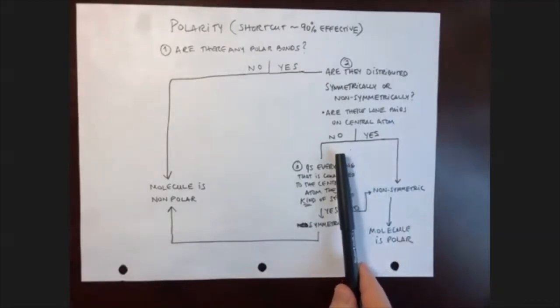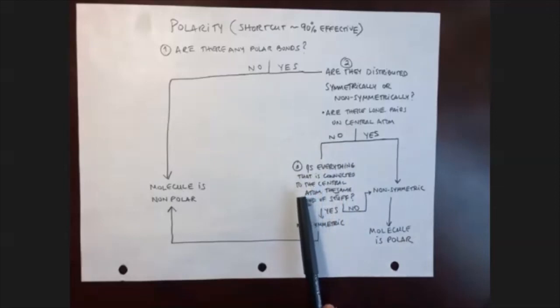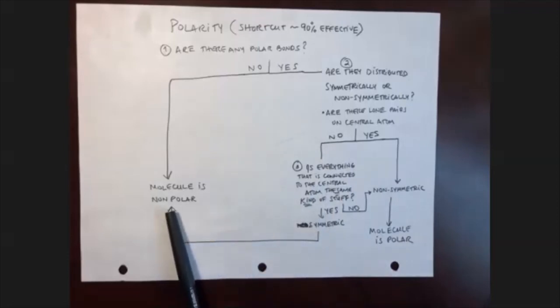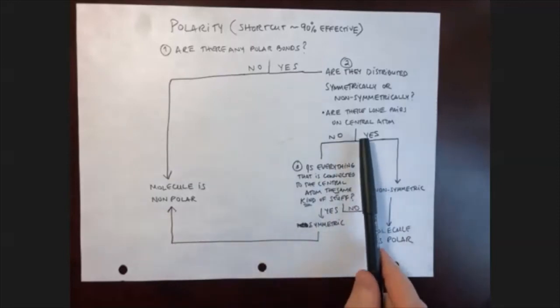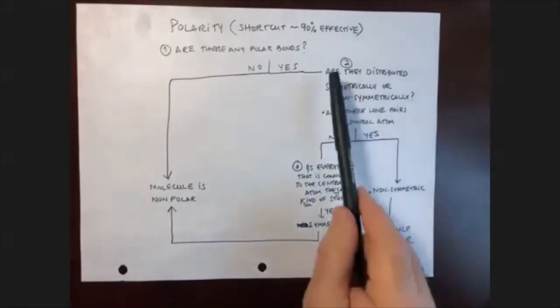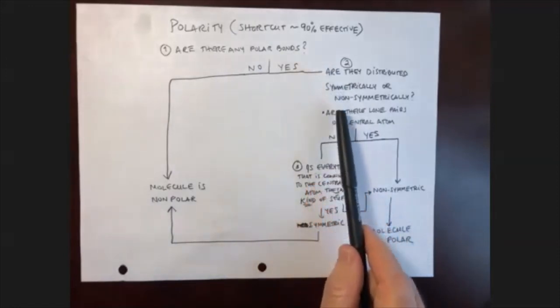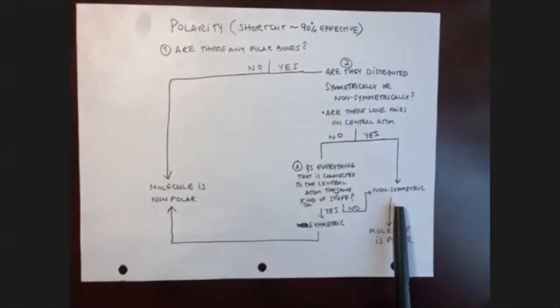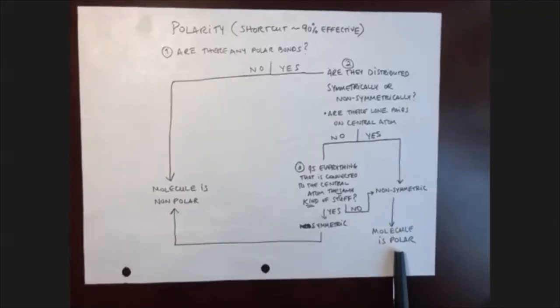Is everything that's connected to the central atom the same kind of stuff? Are they all the same kinds of atoms? If the answer is yes, and there are no lone pairs, that means the molecule is symmetric, and therefore I'm going to make a shortcut guess that it is nonpolar. If the answer is no, then even with no lone pairs, I have a non-symmetry in that molecule. And that means that if there were any polar covalent bonds in here, they are going to be distributed non-symmetrically. And so the molecule is going to be polar.